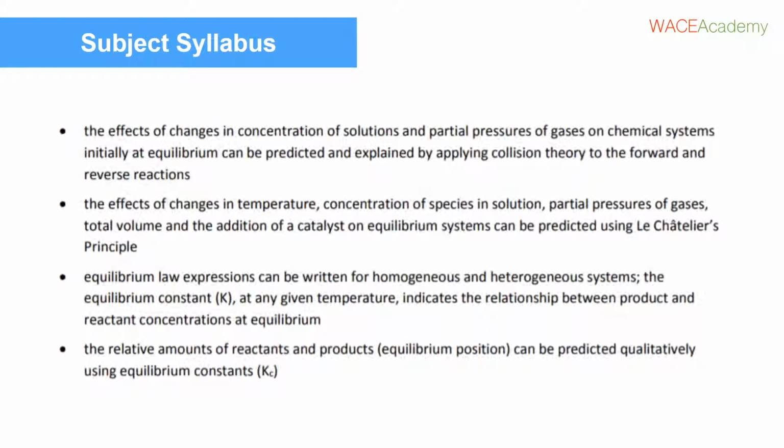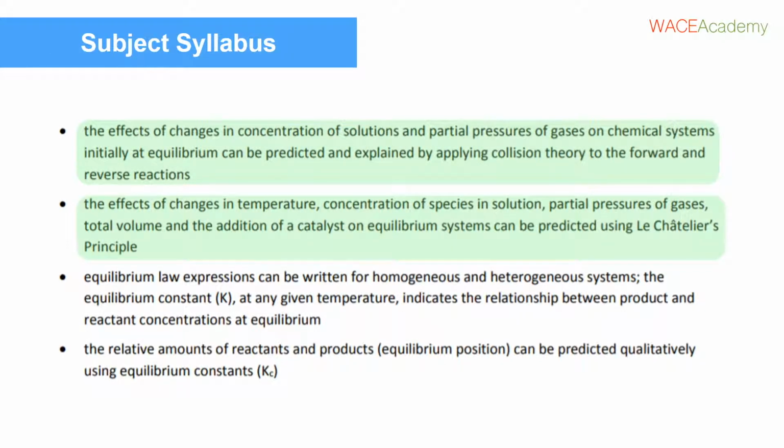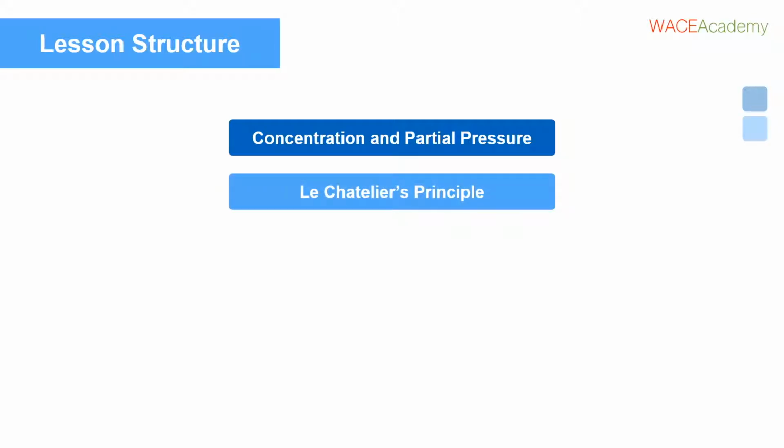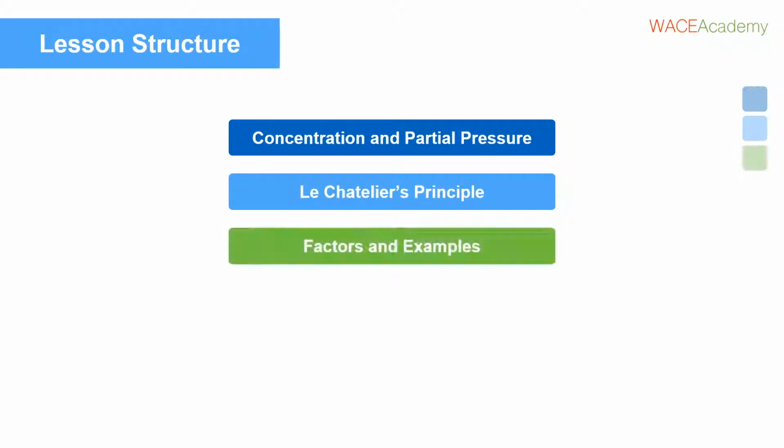This lesson covers Unit 3, Chemical Equilibrium Systems, points 8 and 9. Today we'll go over how and why concentration and partial pressure affect systems that are in equilibrium. Then we'll look at a principle we can use to predict what's going to happen to an equilibrium system when we change parts of its environment, including temperature, concentration, partial pressure, volume, and catalysts. We'll also cover a few examples to show us how Le Chatelier's principle works in practice.